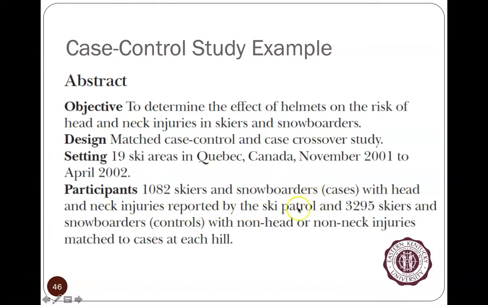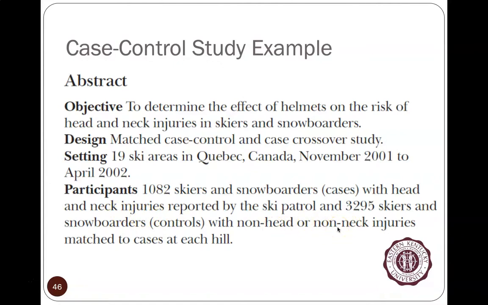So those are the cases, and they were reported to the ski patrol with head and neck injuries. And their controls have to have something similar with these people. So they had non-head and neck injuries, and they were matched at each hill. And guess what? These non-head and neck injuries were also reported to the ski patrol. So ski patrol gets a call. They show up. If head and neck injuries were checked, that went down on the report. If non-head and neck injuries were checked, that went on the report. Here's your cases. Here's your controls.